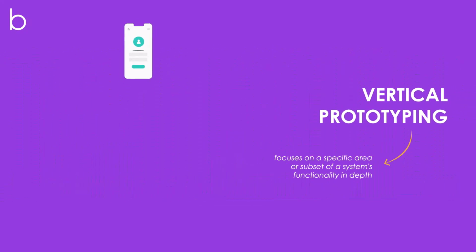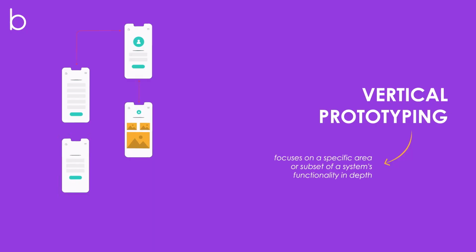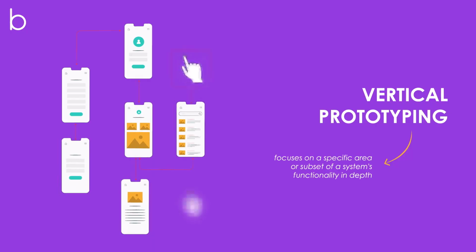2. Vertical prototyping. In contrast to horizontal prototyping, a vertical prototype focuses on a specific area or subset of a system's functionality in depth. It delves into the finer details and intricacies of that particular aspect, providing a more comprehensive and detailed representation. This type of prototyping allows stakeholders to gain a deeper understanding of a specific feature or module within the system.